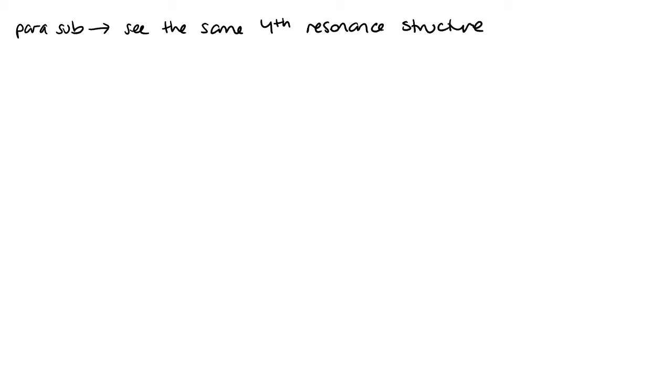Now with para substitution and activating groups, you're going to see the same fourth resonance structure. And I do invite you to try that on your own just so you can see. Now let's take a look at meta substitution with an activating group. And we'll see why this is not favorable.